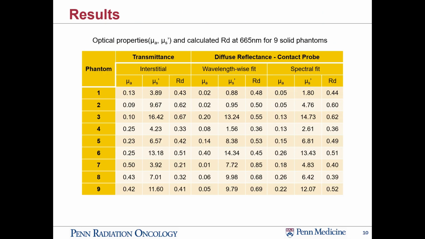So here is the result of the first part of fitting. On the very left is the range of phantoms with transmittance results. In the middle is the wavelength-based fitting. And on the very right is spectral fitting for the same phantom.